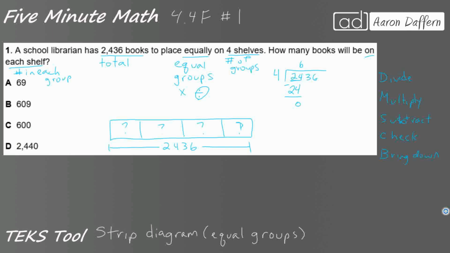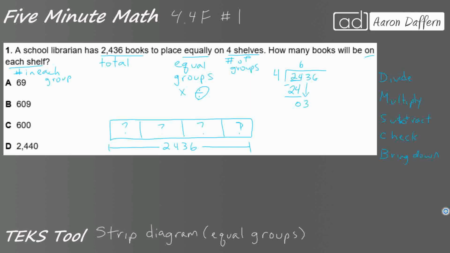Before we move on, we always need to check. Is that difference, 0, going to be smaller than your divisor, 4? Has to be. If it's equal or larger, you messed up and you need to divide again, usually with a bigger number. So yes, it is smaller. We're good to go. We bring down, but we bring down 1 digit at a time. You start all over again.